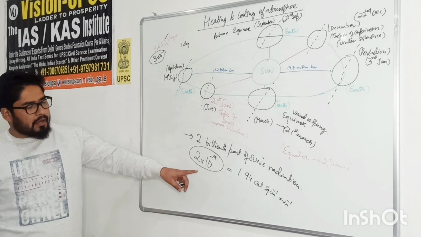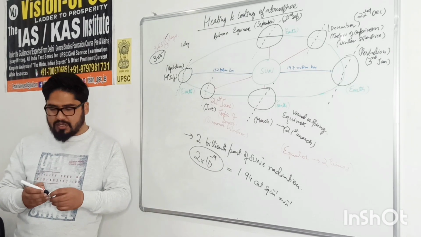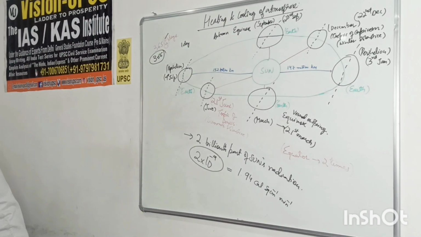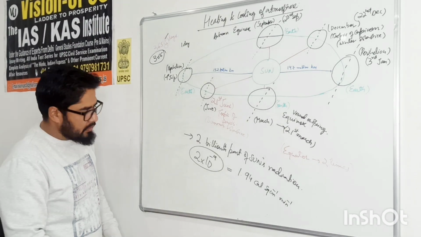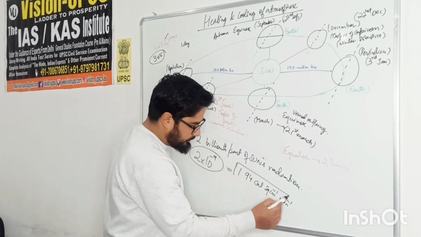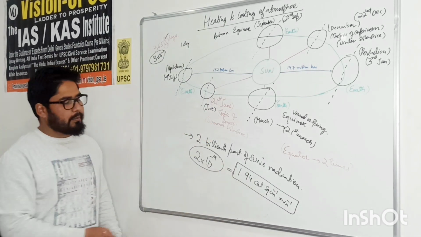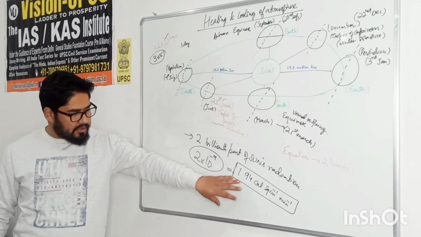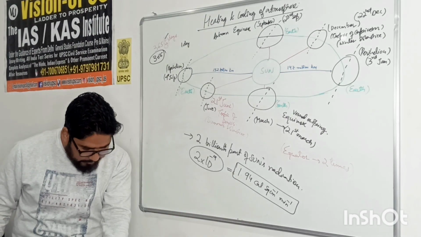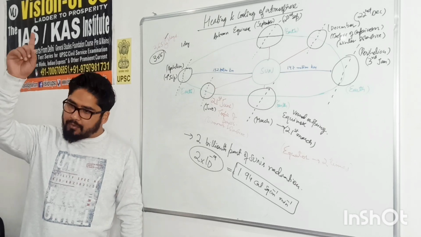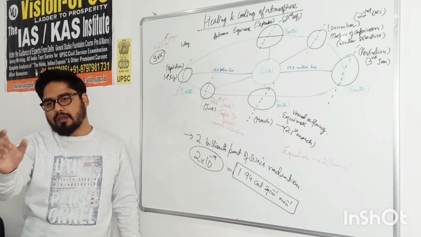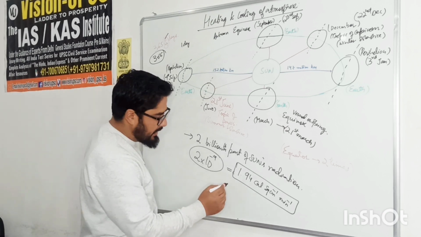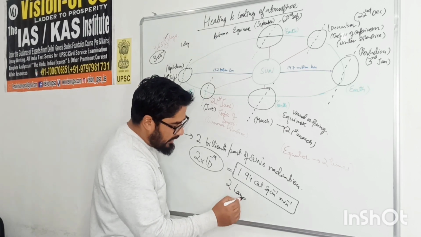This 2 billionth part is also, its measure is like this, 1.94 calories per square centimeter per minute at top of the atmosphere. At top of the atmosphere. This is the solar radiation received per square centimeter per minute at the top of the atmosphere. 1.94 calories. And this is also known as 2 Langleys.